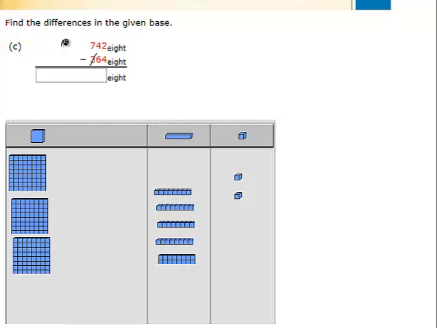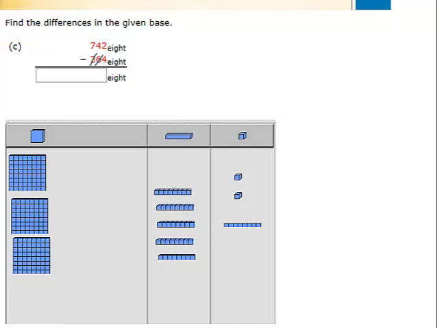So those have been taken away, and I can mark that I have now taken away 6 of those in that second position. Now I need to take away 4 ones, still an ugly situation, because what I need to do now is take one of these long flats and move it over to the other side and bust it apart.